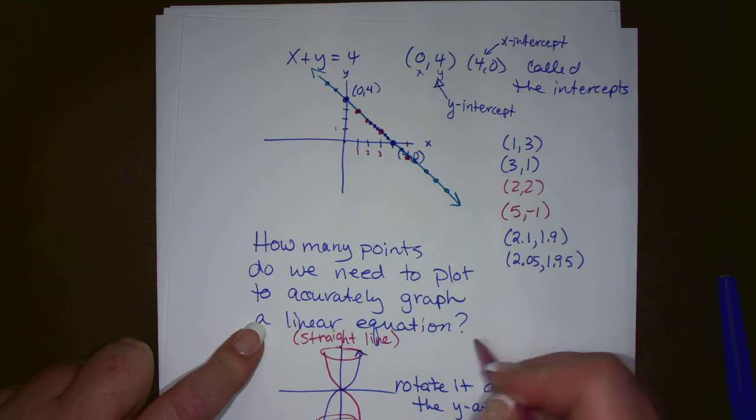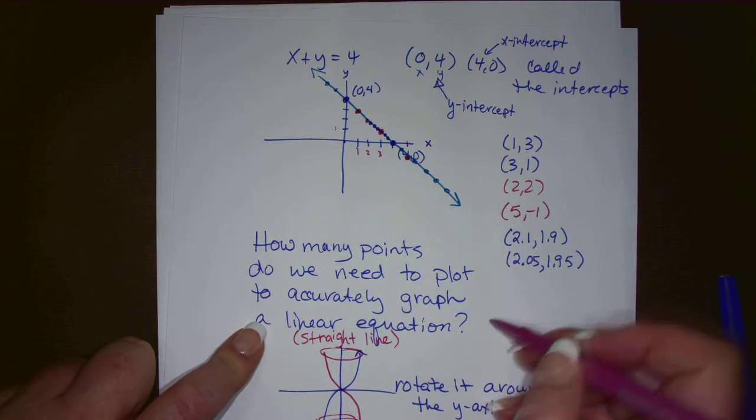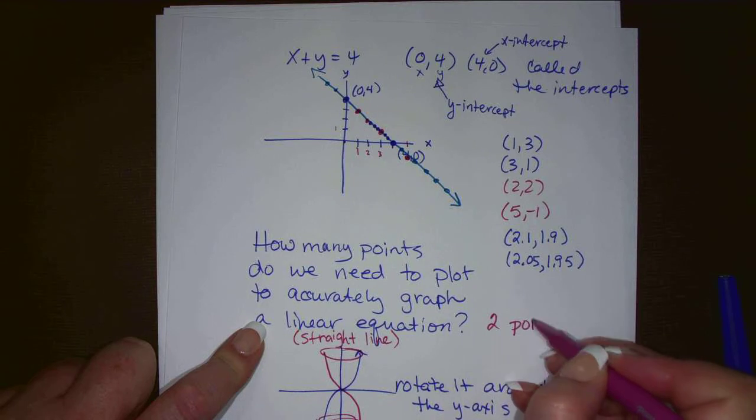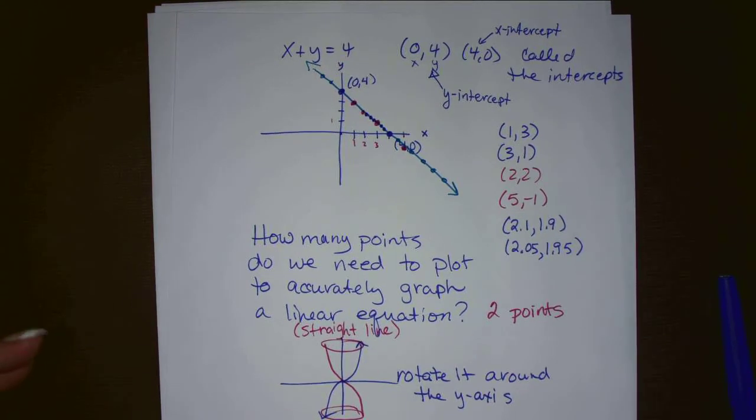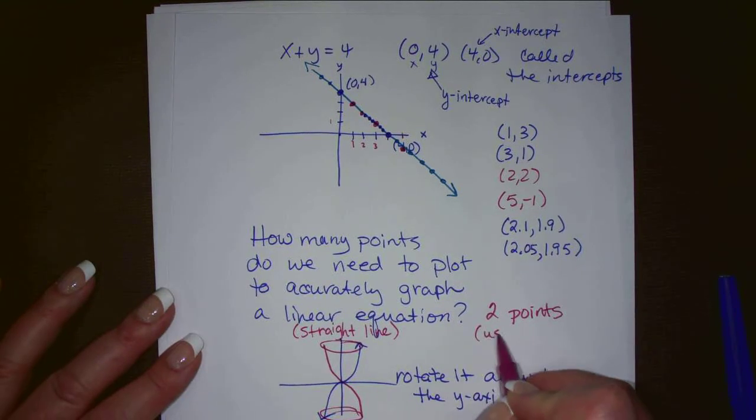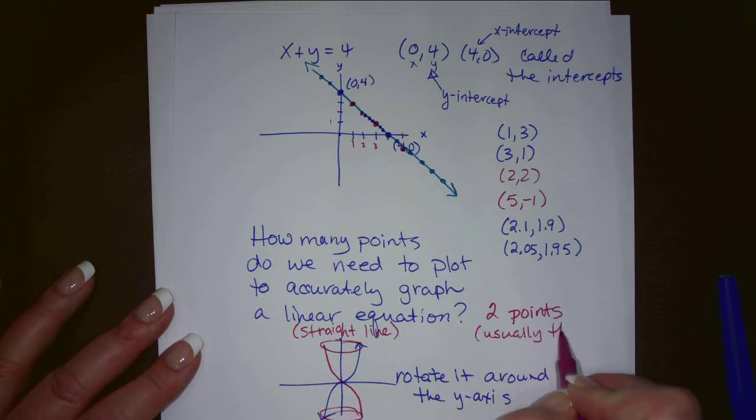We need 2 points. You don't need more than 2 points. Usually the intercepts, because then you're crossing the graph in the right place. So usually the X and Y intercepts.